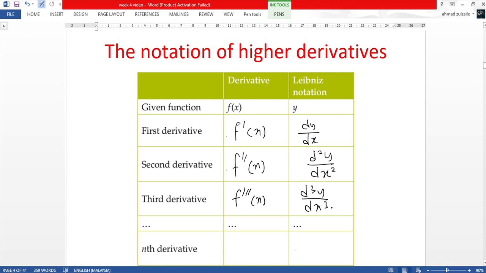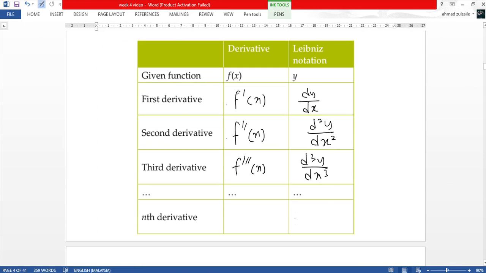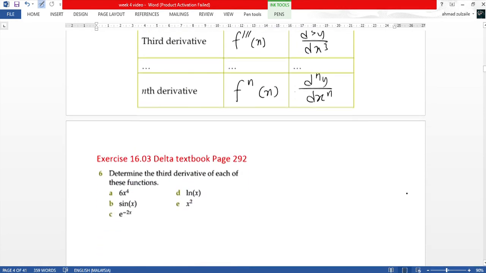How about the n-th derivative? You just simply put as f n of x, and then d n y over dx power of n. Okay, this is for Leibniz notation. Commonly used is prime, or some books use the Leibniz notation. This is up to you actually to choose. Both are correct. Moving on.